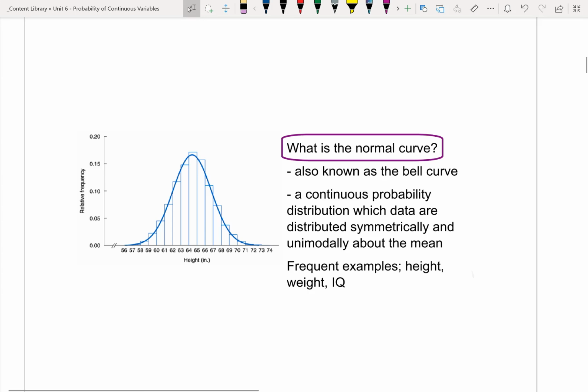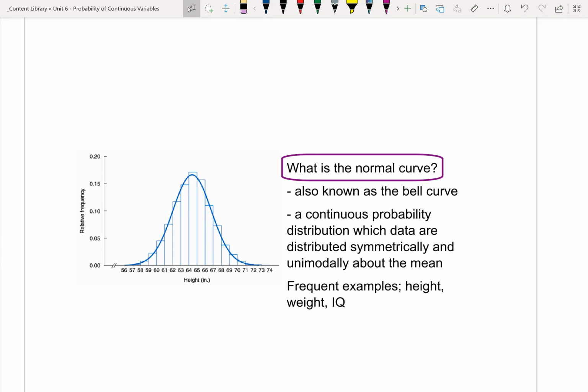So first we want to look at the normal distribution, or what is a normal curve. We've talked about this in the last note. It's also known as the bell curve. But a normal distribution is a continuous probability distribution where data are distributed symmetrically and unimodally about the mean. So the key thing is symmetrically, so it's the same on both sides of the mean, and unimodally because there's the one mode. We've talked about frequent examples such as height, weight, or IQ, and it's one of the most common types of distributions that you will see.